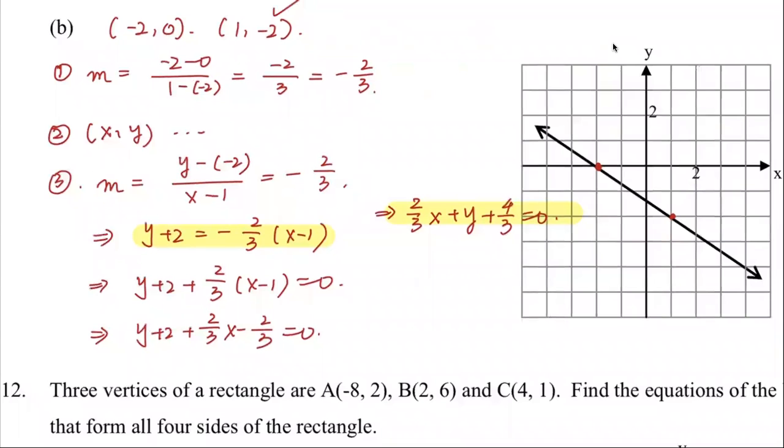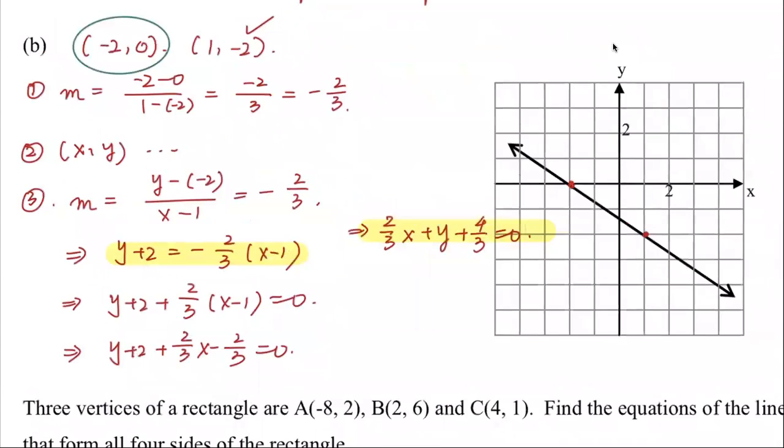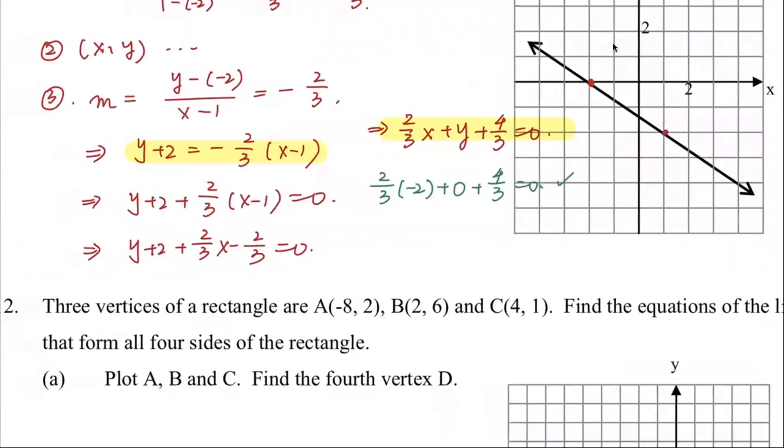Like, I mean, if you want, we can check, right? So we used this point to find the expression. We can use this point to check the answer, right? -2, 0. So 2 over 3 times -2 plus 0 plus 4 over 3 is equal to 0. So if this equation holds, that means the expression over here is correct. If the equation doesn't hold, then that means somewhere in our calculation over here, it is not correct.